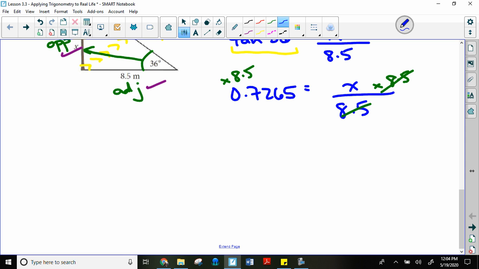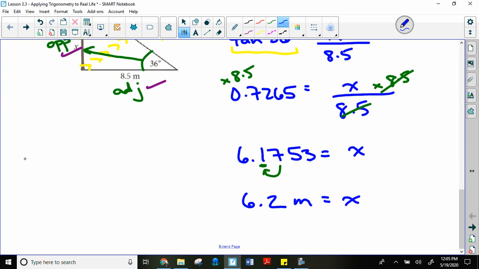We should get 8.5 times 0.7265, 6.1753. It wants us to round to 1 decimal place. So we have to keep this number. What does the 7 do to the 1? Even though there's stuff happening over here, we just worry about the number that's right beside where we're trying to create our decimal. So that 7 is going to cause that 1 to round up to a 2. So it'll be 6.2 meters equals x.